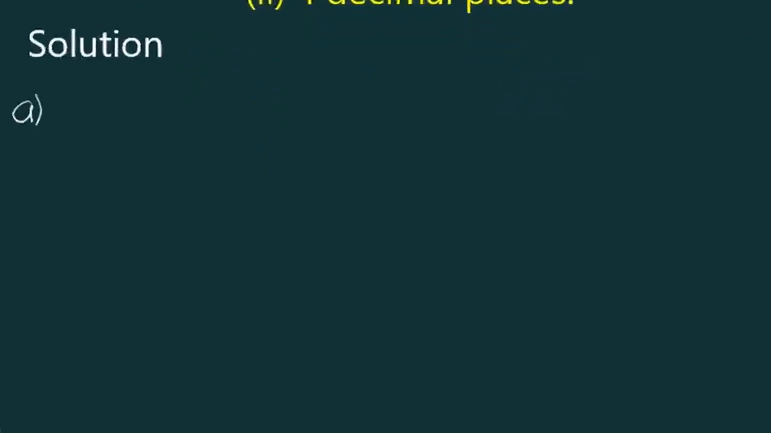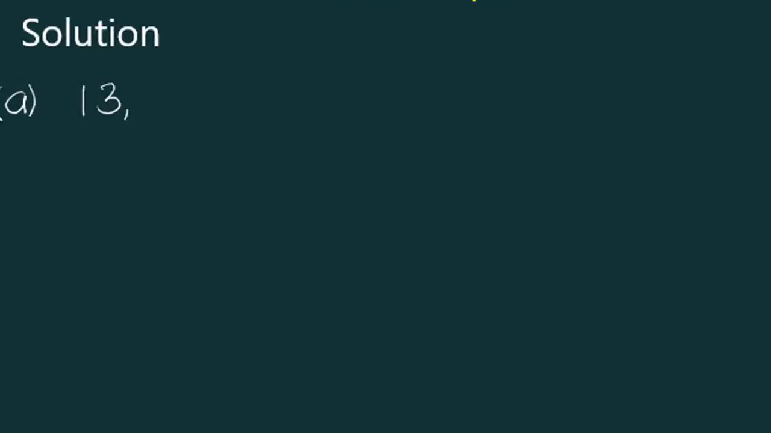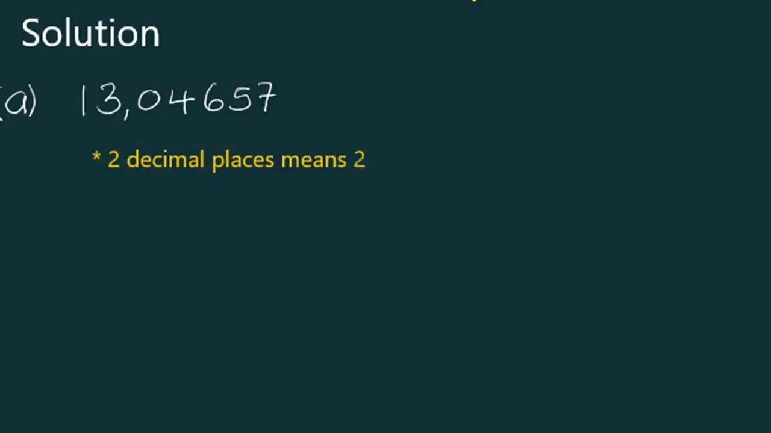So my solution, starting with part A, where we have 13.04657 correct to 2 decimal places. Now 2 decimal places actually means 2 digits to the right of the decimal point. So if we have 2 digits to the right of the decimal point, we have our decimal with 2 decimal places, or rounded to 2 decimal places, right?